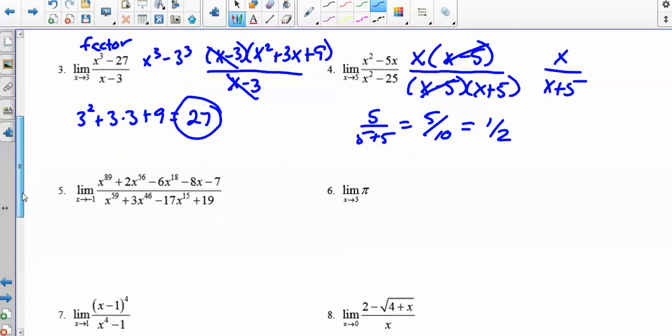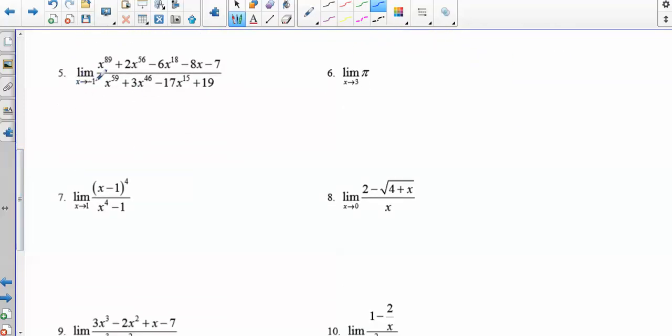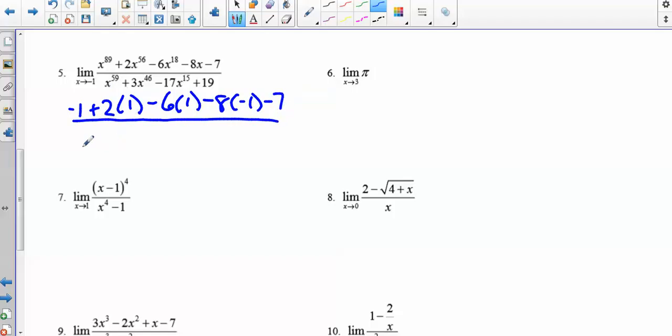In problem 5, it looks kind of crazy, but we're doing the limit as x approaches -1. So remember, raising -1 to an odd power will keep it negative, and raising -1 to an even power will make it positive. So -1 to the 18 is positive, and this is just -1. In the denominator, -1 plus 3 times +1 minus 17 times -1 plus 19.